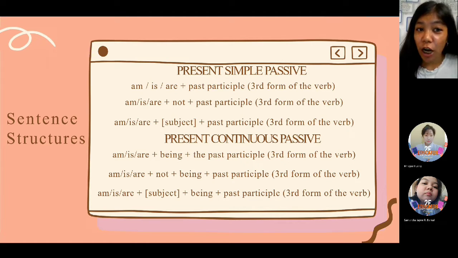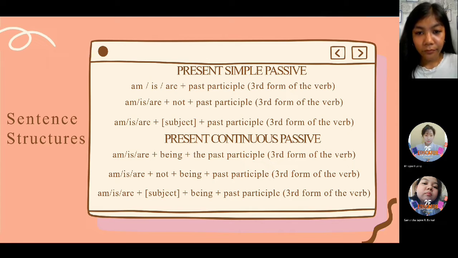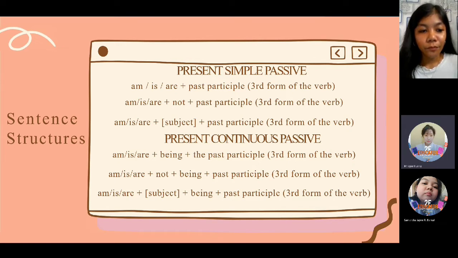We have three sentence structures: for affirmative, negative, and for the question form. Kindly read our sentence structure for the present simple, Miss Wang. Am, is, are, plus past participle, third form of the verb. Am, is, are, plus not, plus past participle, third form of the verb. Am, is, are, plus subject, plus past participle, third form of the verb. All right, thank you, Miss Wang.